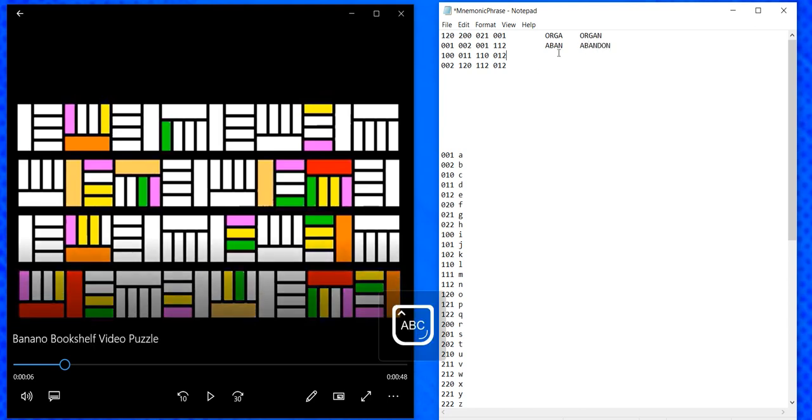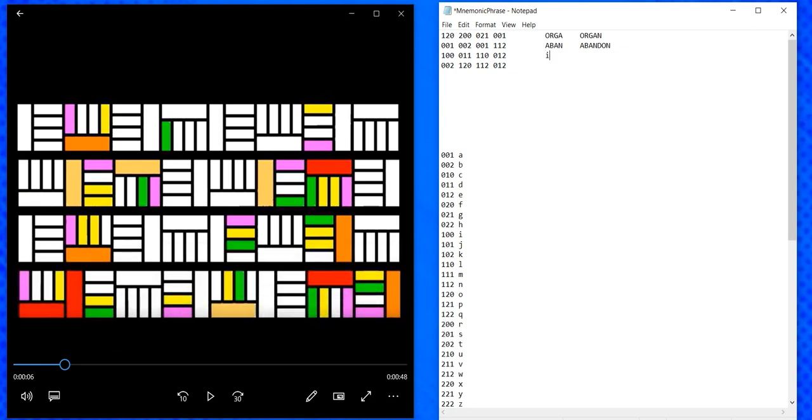And then the next one's going to be I, 011 is D, and then L, and then E. That one is just the word idle. And then for this fourth word, we have B, 120 is an O, 112 is an N, 012 is an E. I believe that's just bone, but we can check.